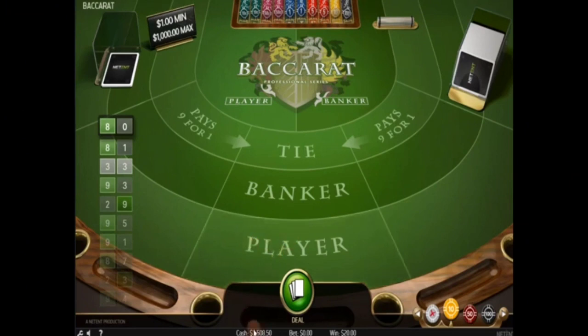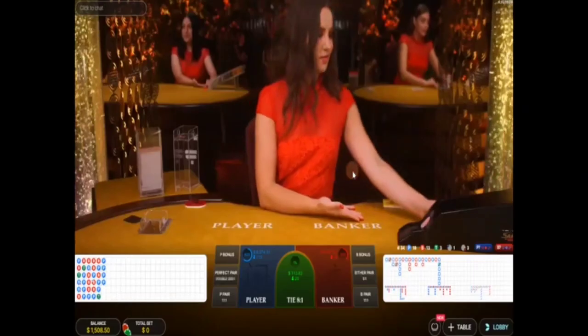So this is good. I'm glad I hit my goal of 1,500 plus, okay? Now we're going to head over to Live Dealer, and my goal is to take it up from 1,508 to 20%, 300. I want to get to 1,800 in the balance. So let's see how we do.